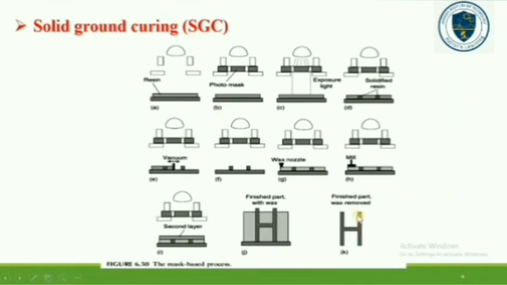This figure clearly describes the solid ground curing process. First step, spray a photosensitive resin on the platform. Second one, prepare the photo mask with the help of a black electrostatic toner and place it between the resin and the UV lamp rays. Third one, a shutter is opened, allowing the exposure light to pass through the mask and quickly cure the photopolymer layer in the required pattern. And fourth one is vacuum of liquid resins. Here, unwanted resins are removed with the help of vacuum.